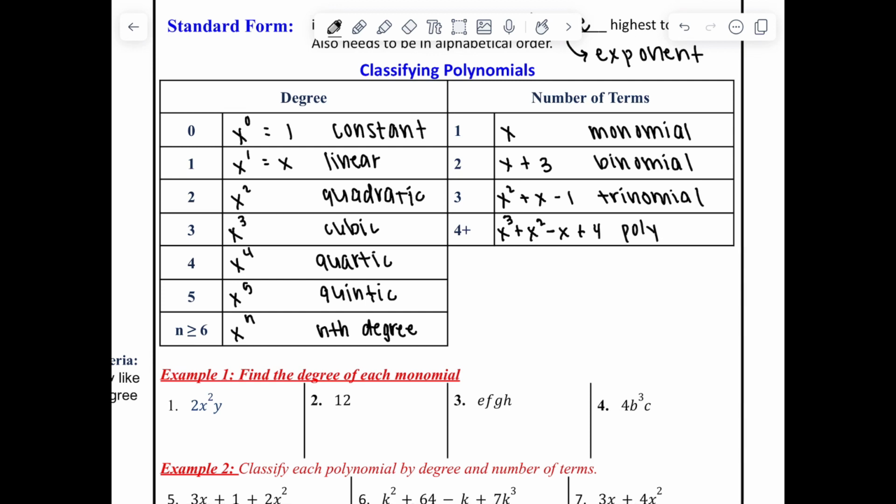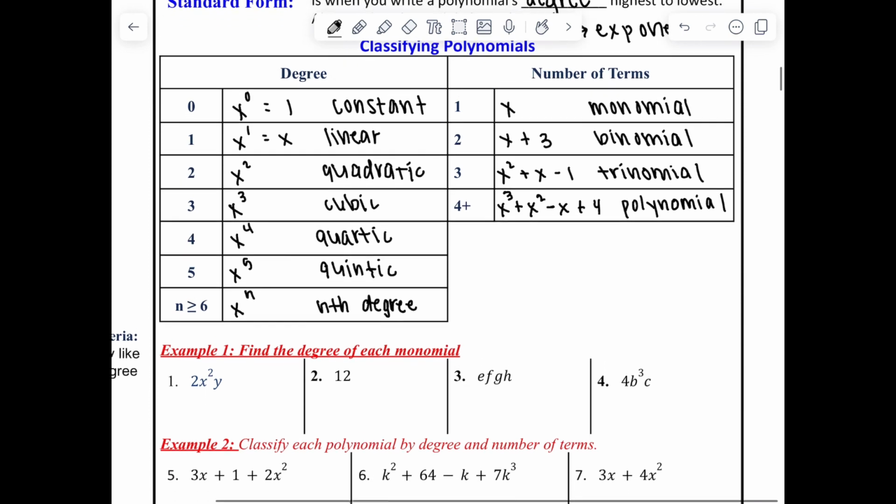And generally when we write a polynomial in standard form, it's always going to go in order by degree, highest to lowest. So that's why I wrote the examples in the order that I did.